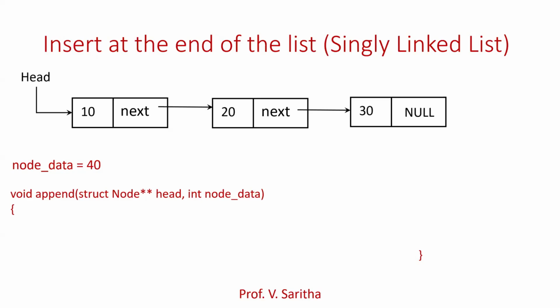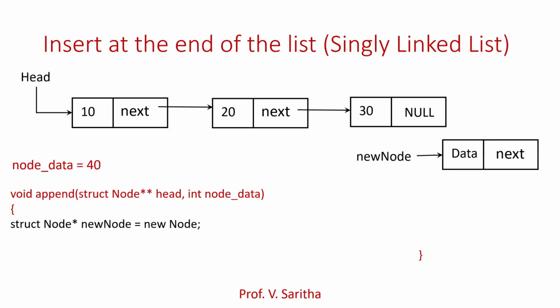Now let us see about inserting the node at the end of the list. The value we are going to insert is 40, and the function name is append. We are passing the head pointer and the value 40 using the node data variable. We are going to create a new node first, as usual in the previous cases. Then we are giving the head pointer as last, also for temporary purposes. We will see the use of this at the end.